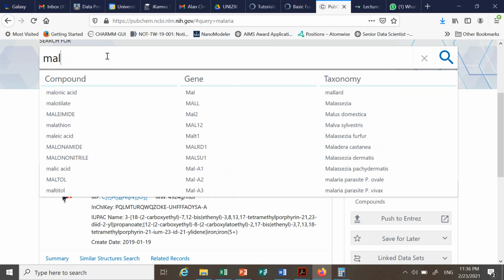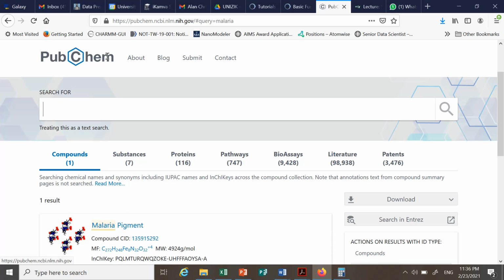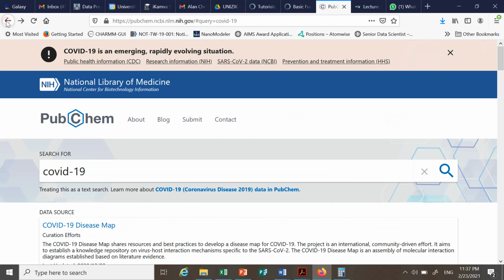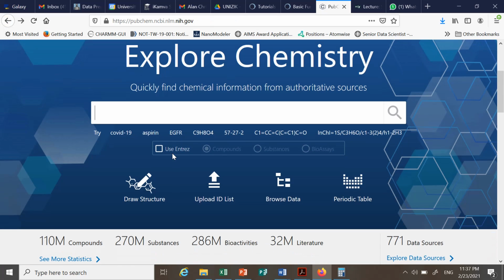Usually for these chemical databases, it's easier to actually use the name of the chemical rather than the disease state. Perhaps because COVID-19 is a special case, that's why they made that link here. But like I said, it's easier to put the name of the compound that you want. The protein is also an option, and the other formats of the compound.